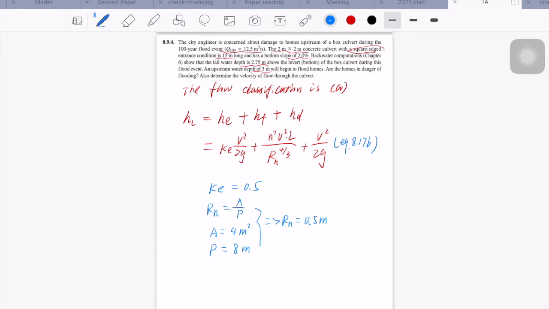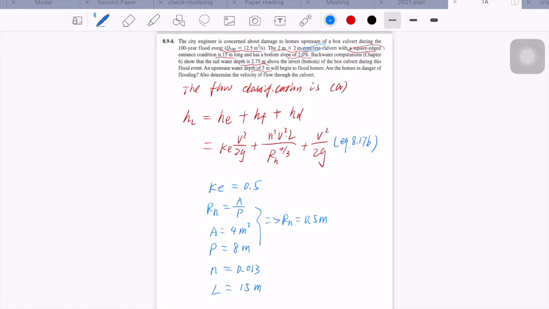And this is a concrete culvert, so we know n, the Manning's coefficient, equals 0.013, and we know L, the length of the culvert, equals 15 meters. We also can determine the velocity equals Q over A, so it should be equal to 12.5 cubic meters per second over the 4 square meters, so velocity equals 3.125 meters per second. This is velocity.